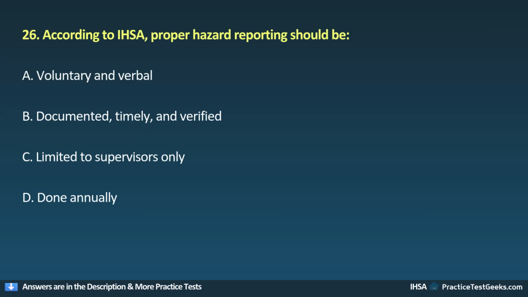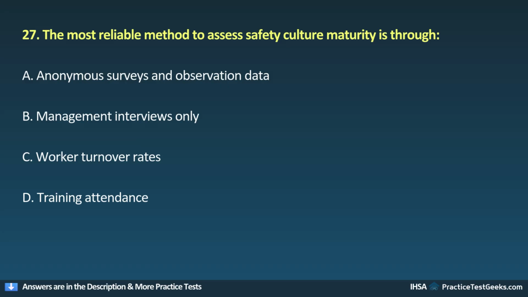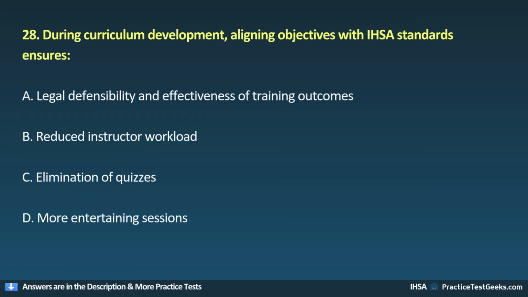26. According to IHSA, proper hazard reporting should be A. Voluntary and verbal. B. Documented, timely, and verified. C. Limited to supervisors only. D. Done annually. 27. The most reliable method to assess safety culture maturity is through A. Anonymous surveys and observation data. B. Management interviews only. C. Worker turnover rates. D. Training attendance.